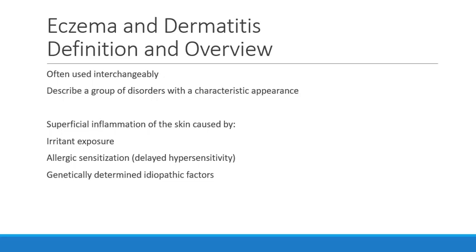Let's take a look at some common skin disorders. The first is eczema and dermatitis. These terms are often used interchangeably. They describe a group of disorders with a characteristic appearance. So, it's a superficial inflammation of the skin that can be caused by irritant exposure, becoming sensitized to something, so developing an allergy over time, and genetically determined idiopathic factors.